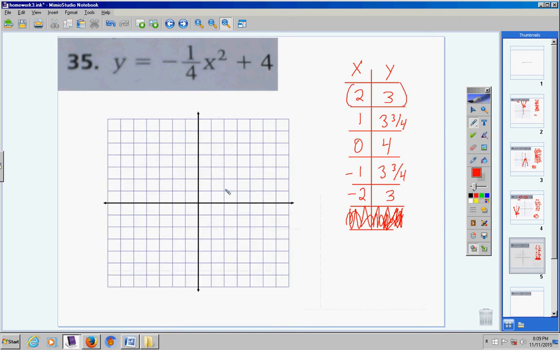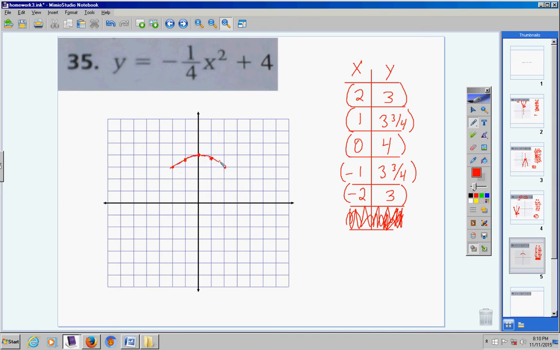2, 3 is my first ordered pair, over 2, up 3. My next ordered pair is 1 and 3 3/4. So over 1, then up 3 3/4, about right there, just estimate. My next is negative 1 and 3 3/4, so about right here. My next ordered pair is negative 2, 3, so negative 2, and then up 3. Alright, so we're going to sketch the graph like this, make it good and rounded up there.